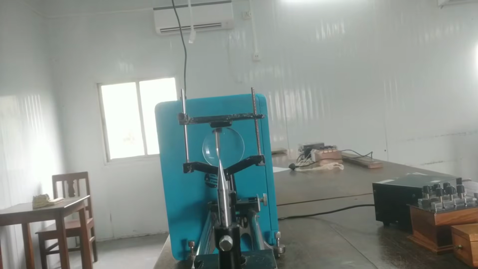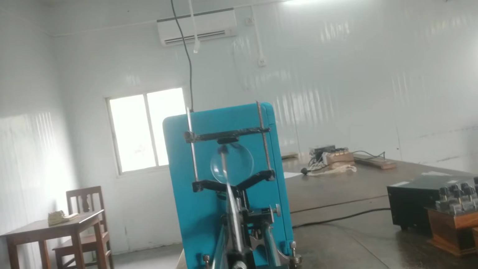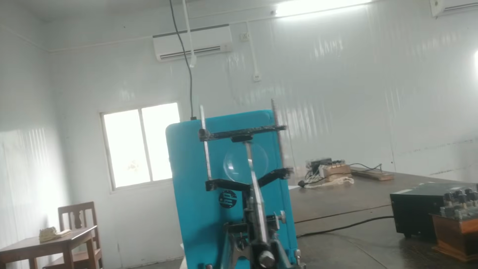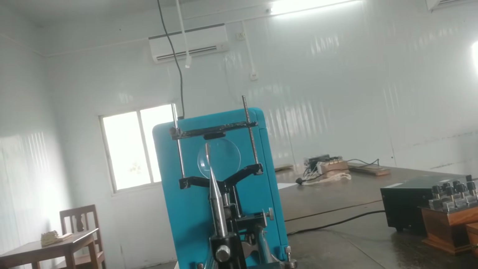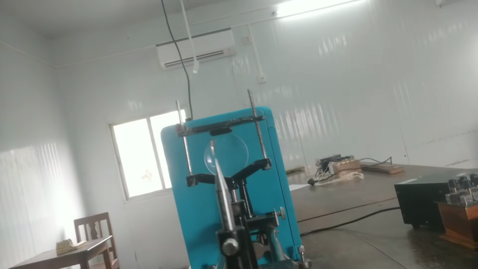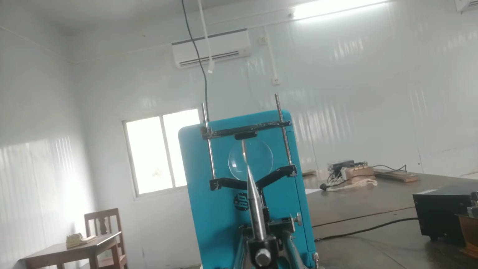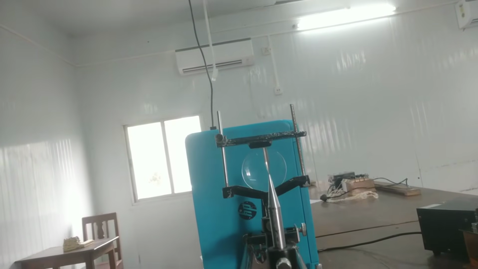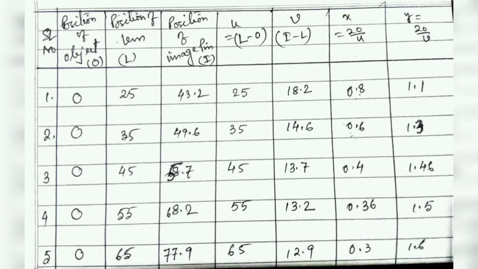Let's check. This is the second reading, at the lens position 35. The image of the object pin and the image pin are moving together. I hope you have understood. This is how you have to take the readings for 45, 55 and 65. This is the reading for lens positions 25, 35, 45, 55 and 65, and the corresponding values of U, V and X, Y. By taking these X and Y values, we will draw the graph.